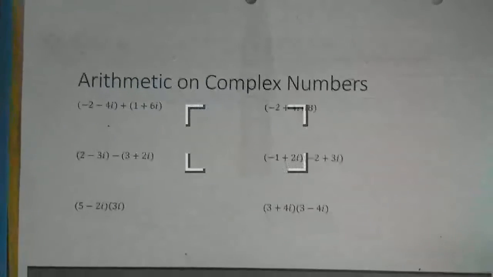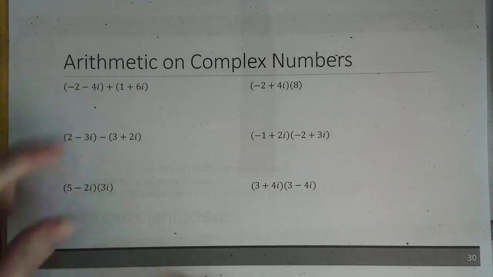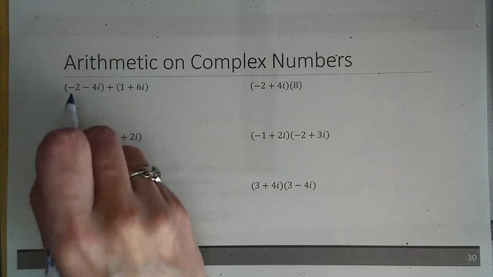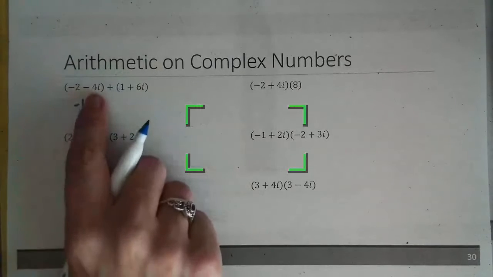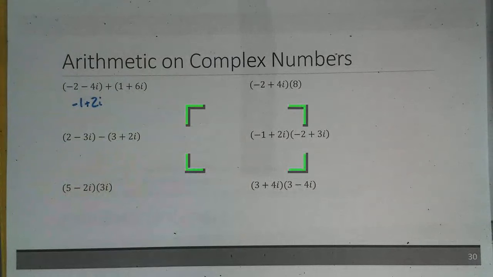When we're working with complex numbers, we can do arithmetic on them, very similar to how we do with real numbers, or even with polynomials. So let's see if we can simplify each of these complex numbers in the arithmetic between them. So first up we have (-2 minus 4i) plus (1 plus 6i). I'm just going to combine like terms. The real parts are going to go together, and the imaginary parts are going to go together. So -2 plus 1 is -1. -4i plus 6i is +2i. So we're looking at -1 plus 2i.